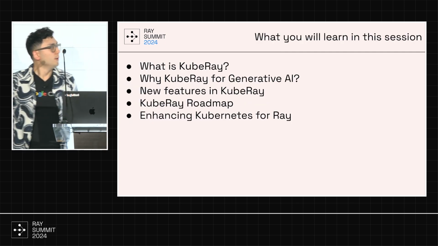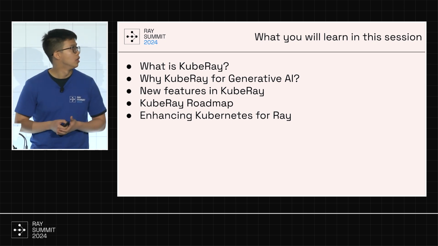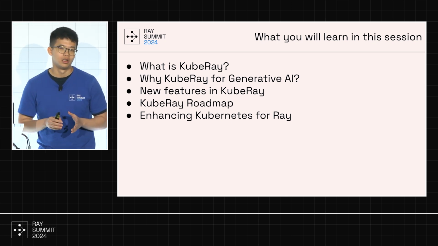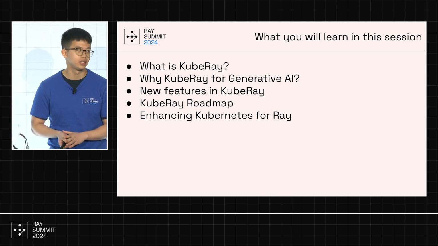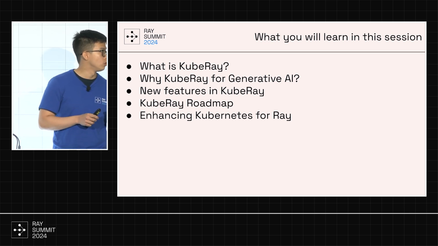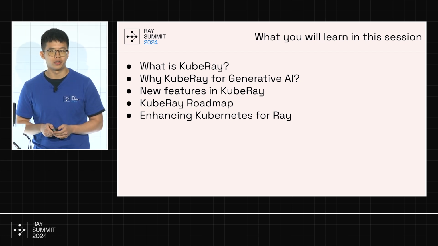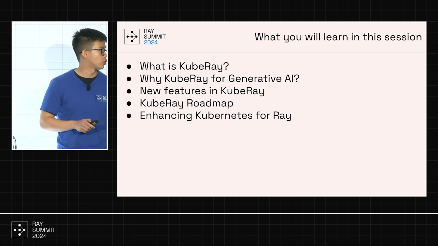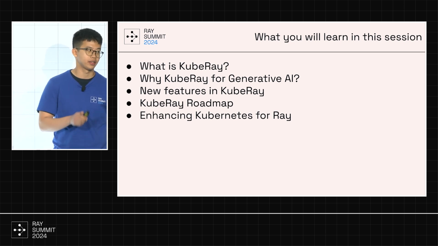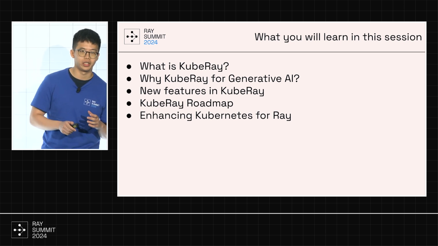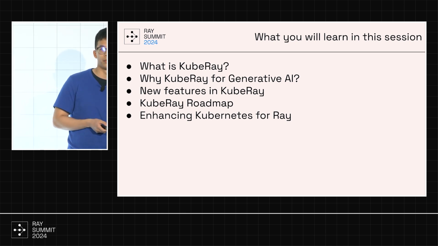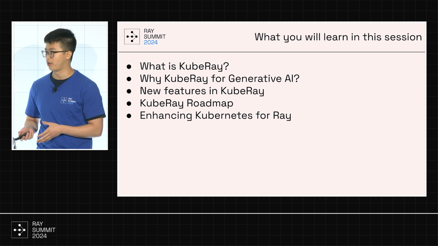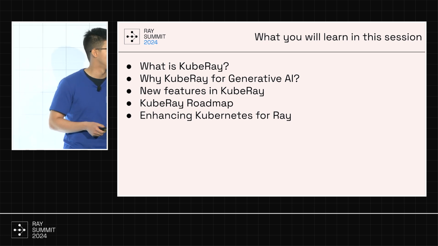Cool. Yeah, this is today's agenda. Today we will cover the core components of KubeRay, including the Ray cluster, Ray job, and Ray service APIs. Then we will dive into why KubeRay is a good choice for generative AI. After that, we will talk about the new features added in the past year and the roadmap for the year ahead. Finally, we will talk about the collaboration between the upstream Kubernetes community and the Ray and KubeRay community. There are some enhancements to better support Ray and KubeRay on Kubernetes.